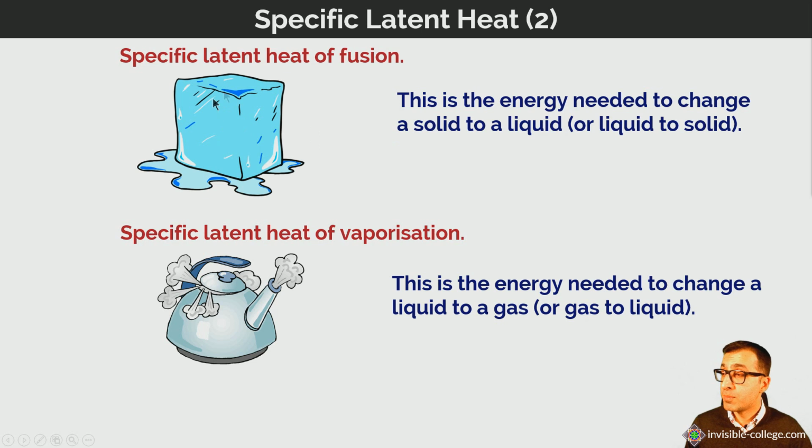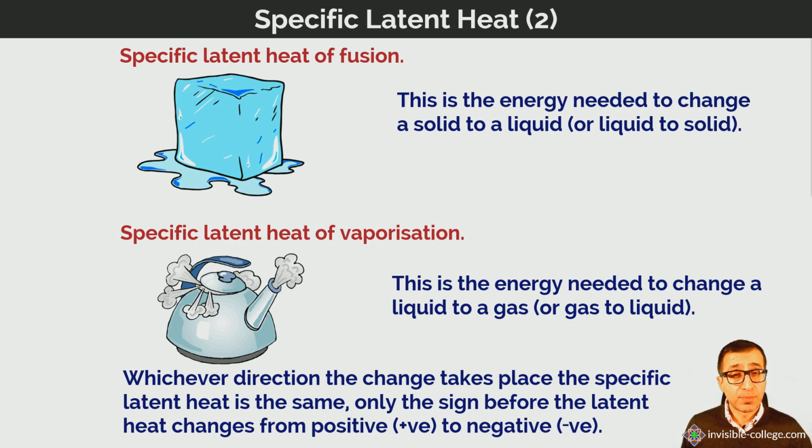So when you're going from solid to liquid, you're melting at a constant temperature. It is the specific latent heat of fusion, and that value is positive because you are supplying energy to that system. If you're going from liquid to solid and you're freezing 1 kilogram of a liquid to form 1 kilogram of a solid, then it is the same value, the specific latent heat of fusion, but the value is negative because you are taking energy away from that system.